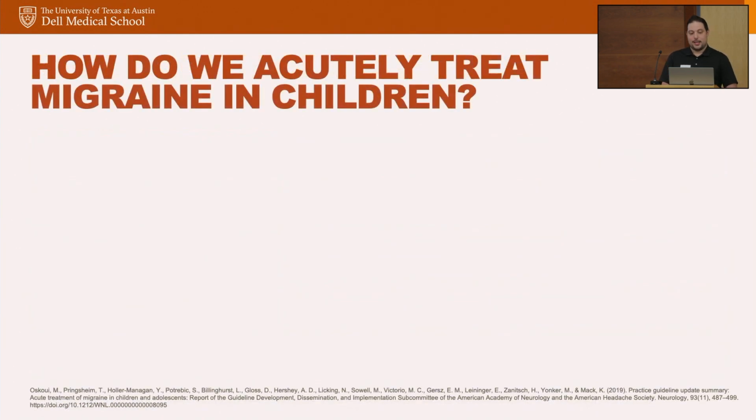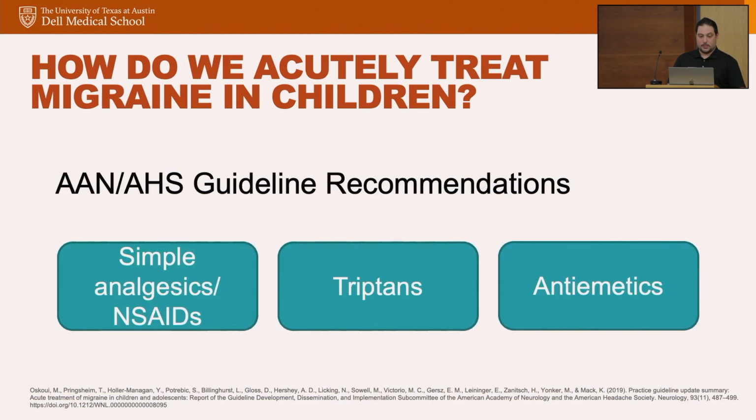Now, say our patient gets an acute migraine attack. How are we going to treat them? So the American Academy of Neurology, in conjunction with the American Headache Society, upon reviewing the literature, has come up with guidelines to help with this. So we use 3 classes of medications. That includes simple analgesics, or NSAIDs, triptans, and antiemetics.